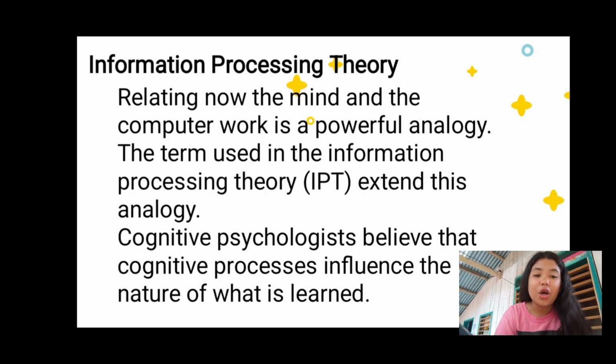For example, when we learn something new, we don't just memorize it like a robot. We connect it to what we already know, interpret it, and form mental models. So our attention, memory, perception, and reasoning all shape how and what we actually learn.